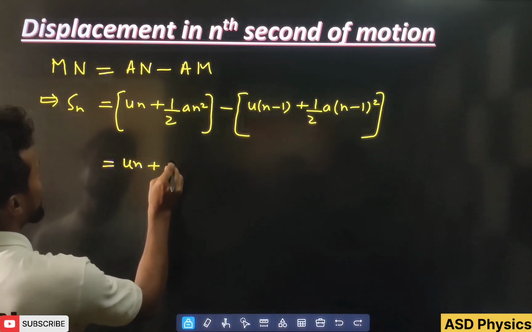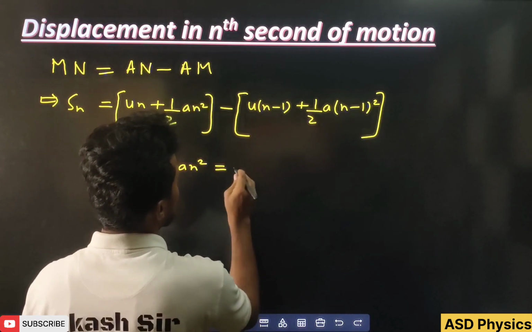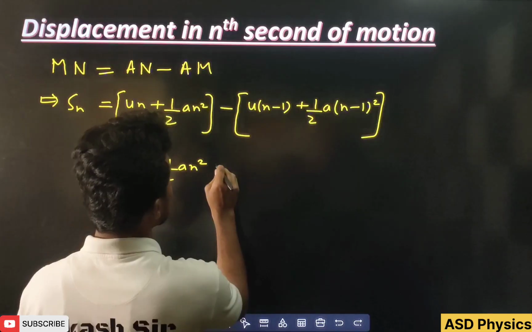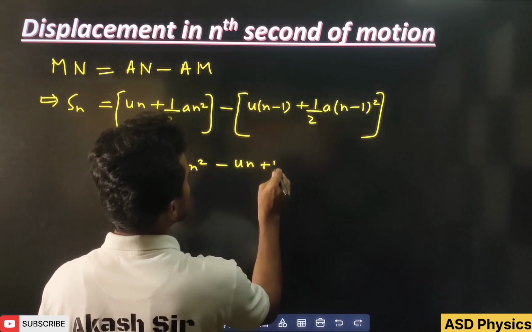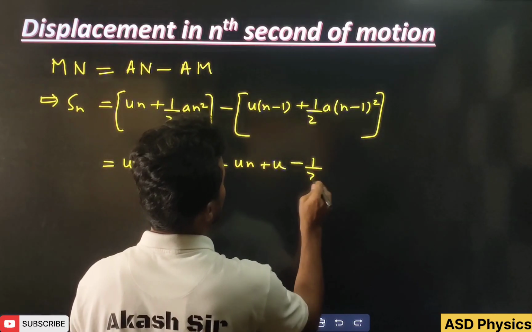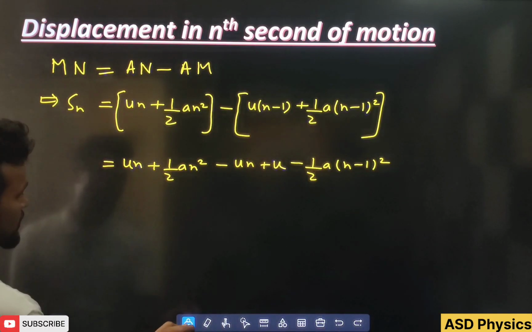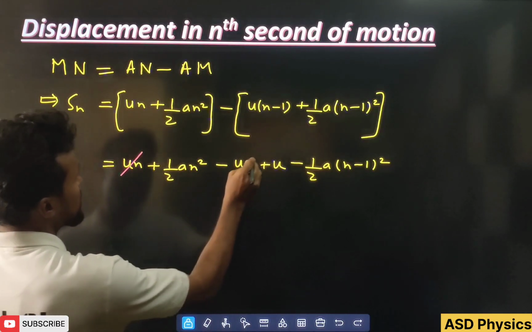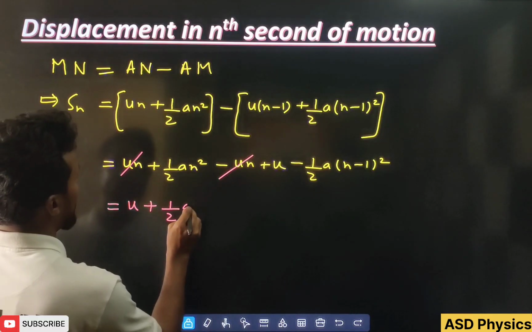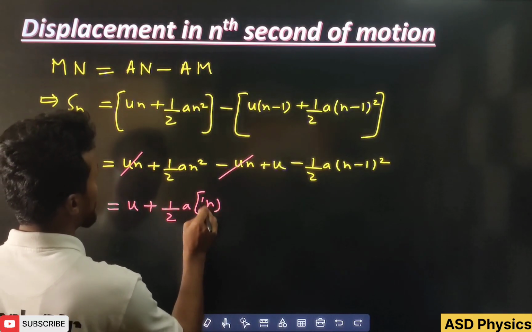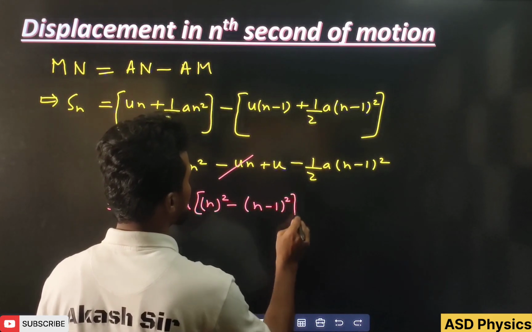So here u n plus half a n squared, now we will multiply this. So this will become u n minus u. After simplification: minus u n plus u minus half a (n minus 1) whole squared, is it? And what things will cancel out? This u n and this u n have cancelled. I will write here u plus half a, and I can write here n squared minus (n minus 1) whole squared.